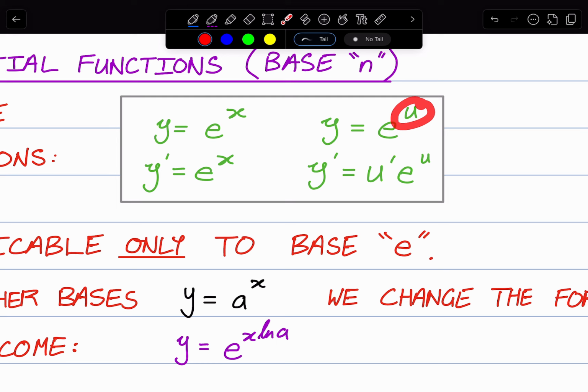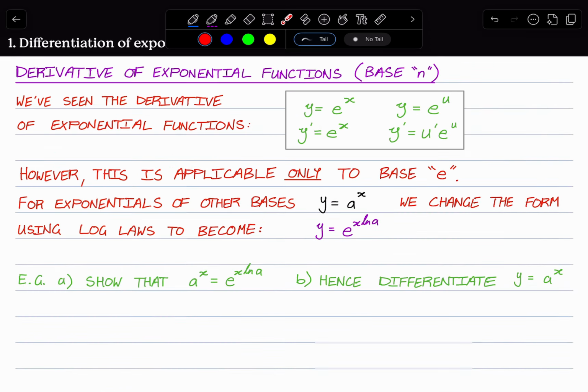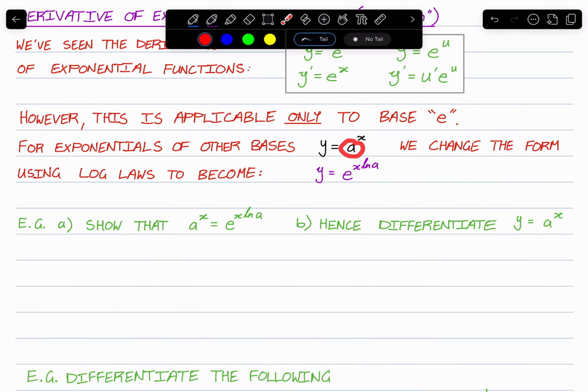When the power of e is some other function, in this case u, we use the chain rule, where the derivative of this is always itself multiplied by the derivative of the power. Now this simple rule is only applicable to base e. For exponentials of other bases, in this case a to the power of x, where a is any other number, we first change the form using log laws to become this one.